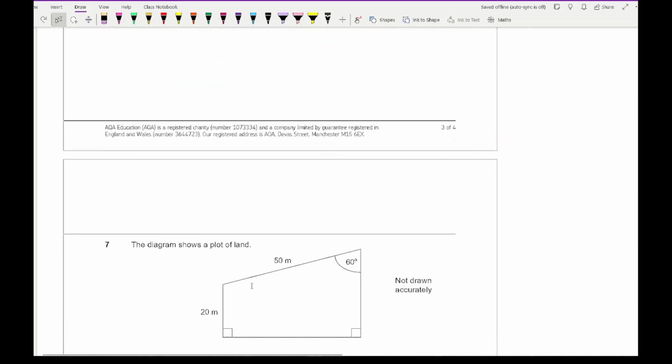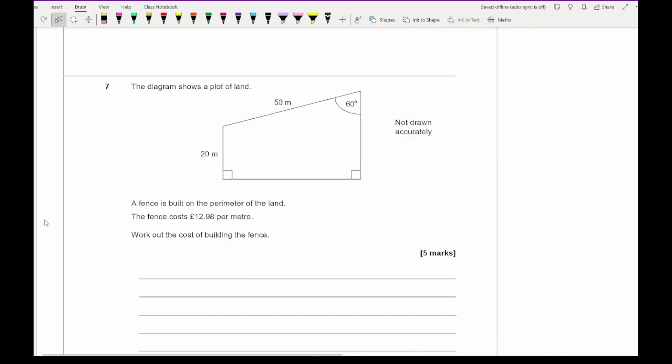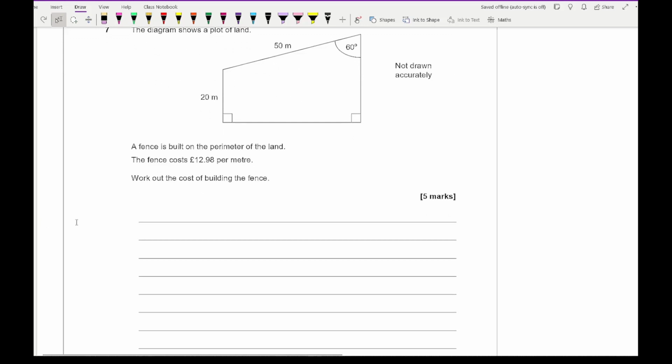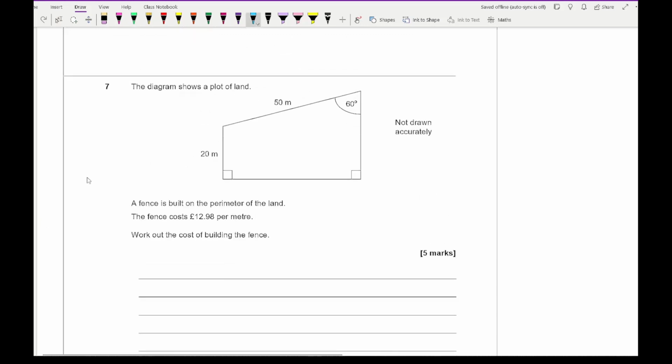Then moving on to question 7, it says that the diagram shows a plot of land and a fence is built on the perimeter of the land. Fence costs £12.98 per metre. Work out the cost of the building of the fence. So what I need to do is work out what these two sides are going to be. So as it's a trapezium, I'm not looking at area, but what I need to do is find out what these lengths here are. Now that's 20. This I'm just going to call x, and this I'm going to call y, and that's y as well.